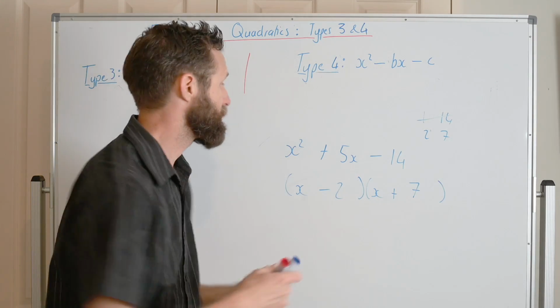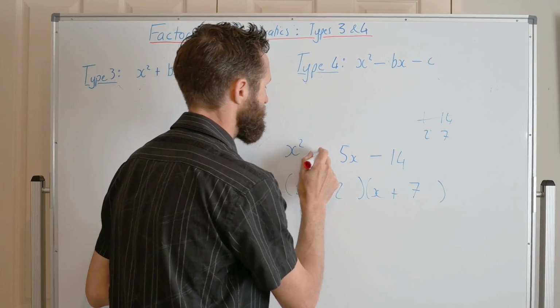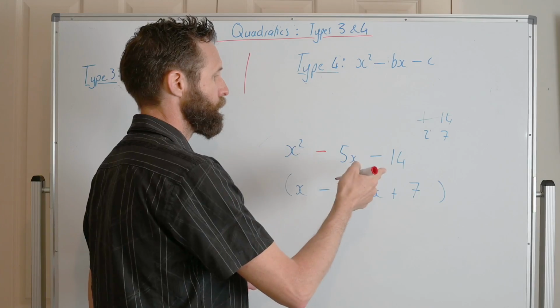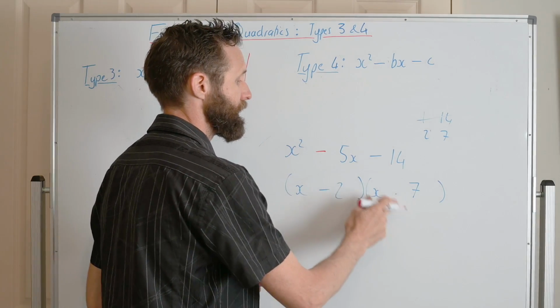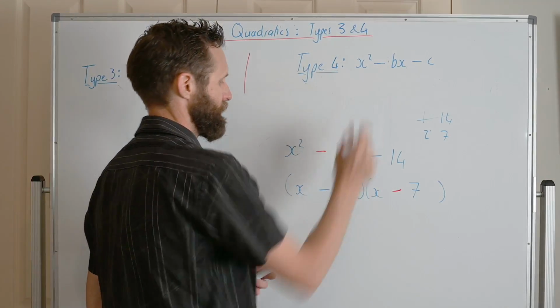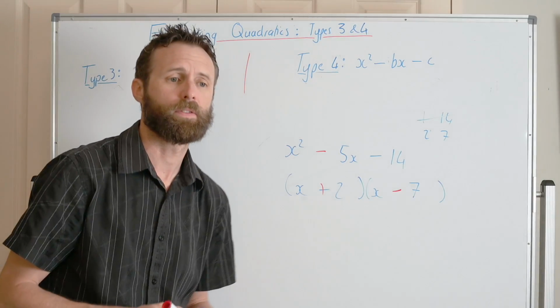Now what would happen if we changed the sign here to a minus? How does that change things? Well, now the difference is still 5, but it's a negative difference, so we would need the bigger number to be negative, because it's now this type here, and this would have to be a positive.